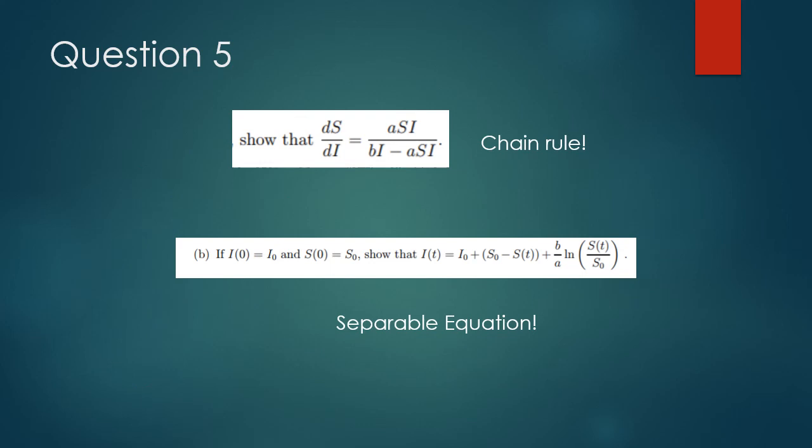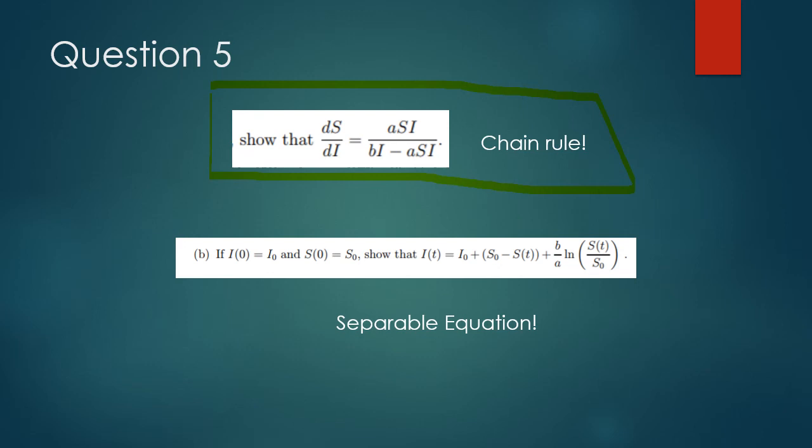And the last question is purely mathematical, and the first part asks you to show this equation. Again, you just use the chain rule. We have ds by dt and di by dt. Use those together, and you'll be able to find what ds by di is.